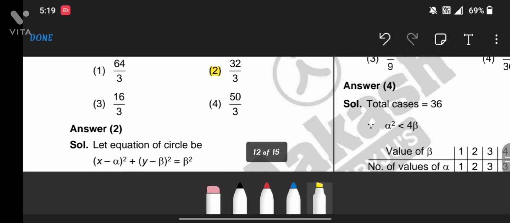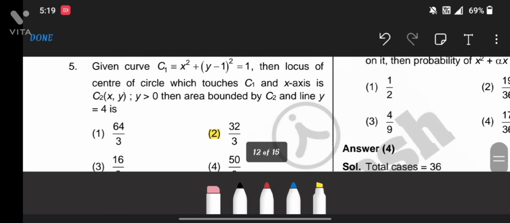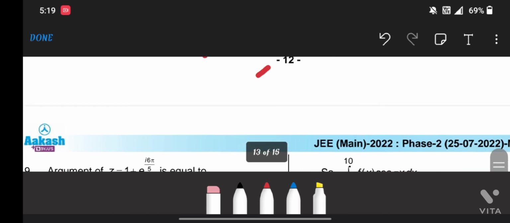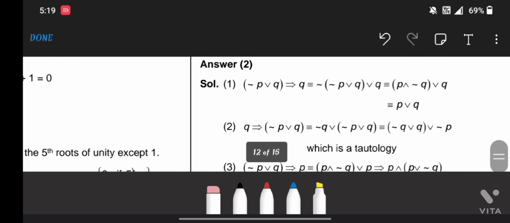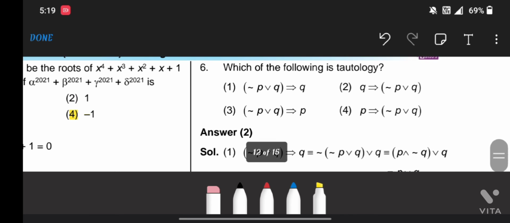Moving on to question number 7. They asked if a fair die is thrown twice and a, b are the numbers on it, the numbers which we get, then the probability of x squared plus ax plus b being greater than 0. The options they've given are 1 by 2, 19 by 36, 4 by 9, 17 by 36.